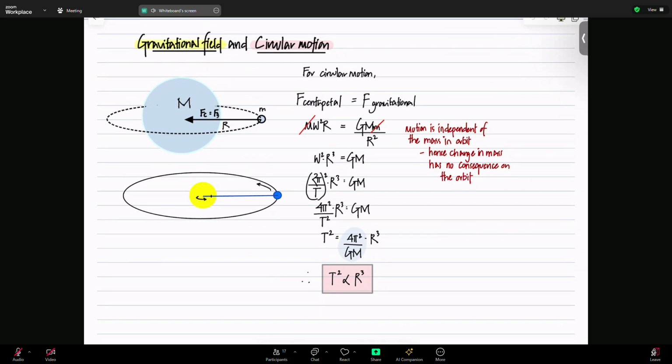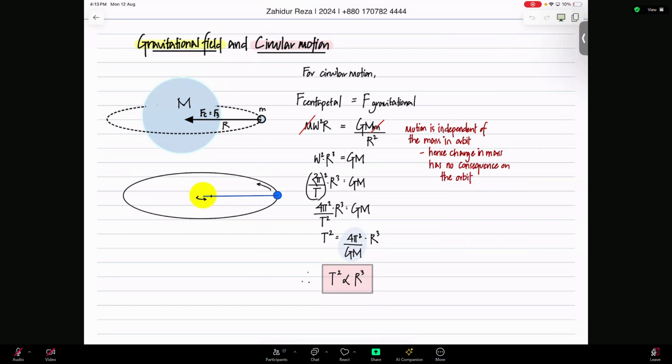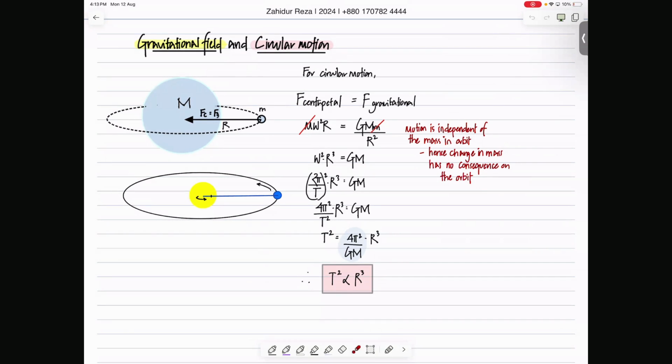Between circular motion and your gravitational fields. So how do objects undergo circular motion due to gravity? It's a formal derivation, probably the most common derivation in the entire A2 syllabus.